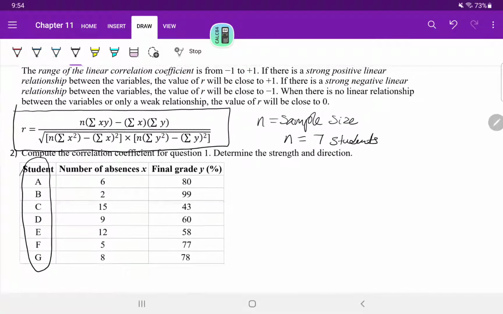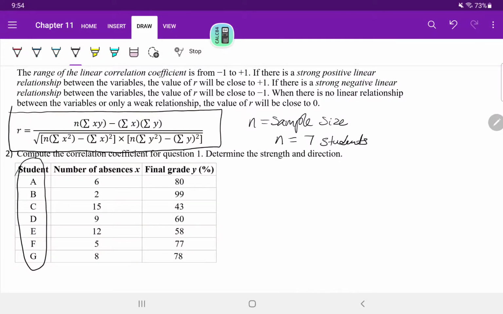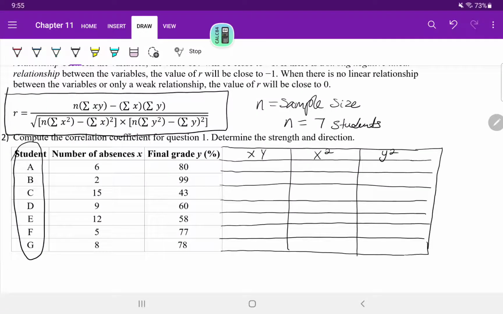So what you need to do is create additional columns. Now, if you notice, I created a column for X times Y, an X squared, and a Y squared column. And I want to do these in different colors. Let's do X times Y in light blue. To find X times Y, we multiply the X's and the Y's. To find X squared, we are just squaring the values of X. And then to find Y squared, we are squaring the values of Y.